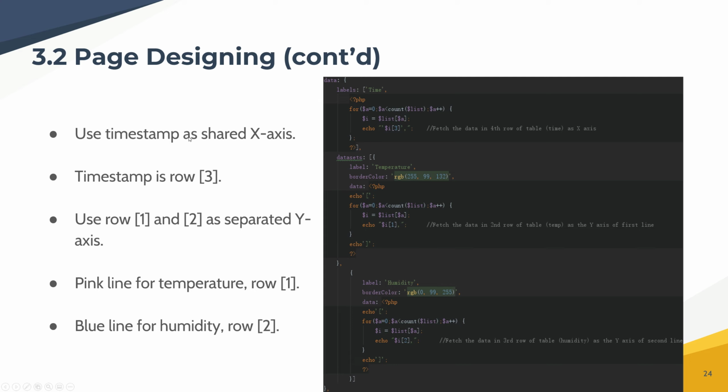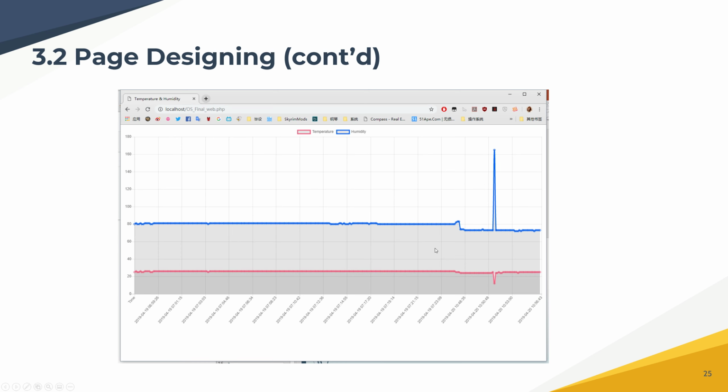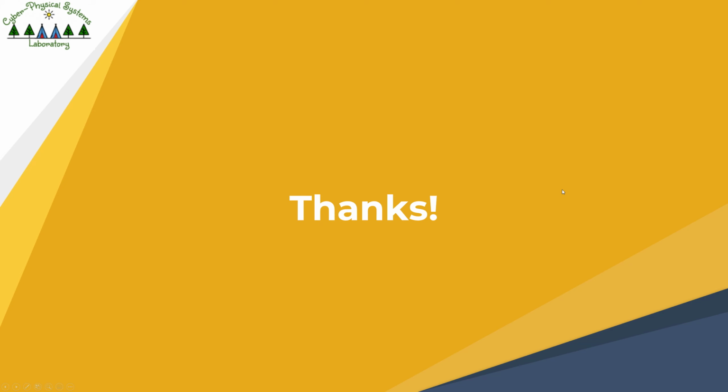We are using the timestamp as a shared x-axis, and we show rows 1 and 2 as separate y-axes, which are the temperature and the humidity. We have the pink line as the temperature and the blue line as the humidity. So here is basically how the result looks. All right, and I'm going to show the demo.